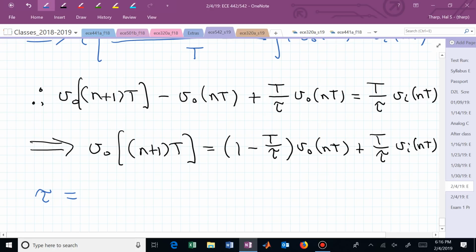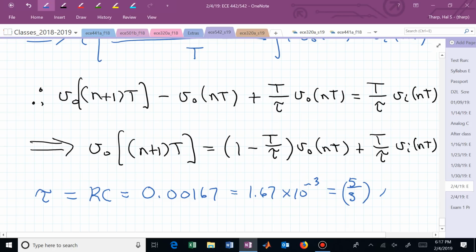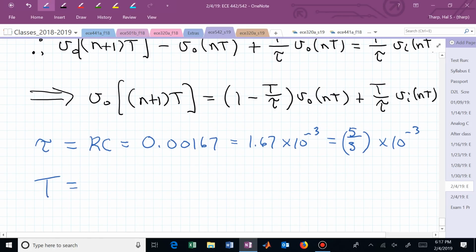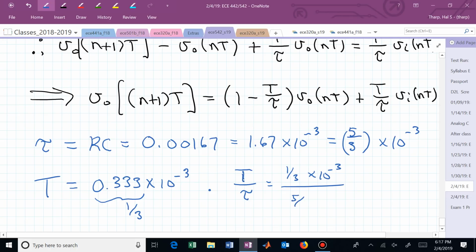What was tau? Do you remember? That was RC from before, and I think that was previously something like 0.00167, or 1.67 times 10 to the minus 3, or that's 5 over 3 times 10 to the minus 3. And we know what T is. T was this 0.33 times 10 to the minus 3, or that's now 1/3. And so now capital T over tau is 1/3 times 10 to the minus 3 over 5/3 times 10 to the minus 3. A lot of things start canceling. That ratio now becomes 1/5 or 0.2.